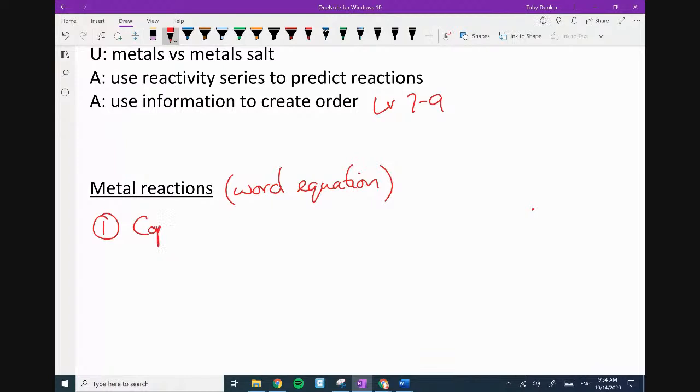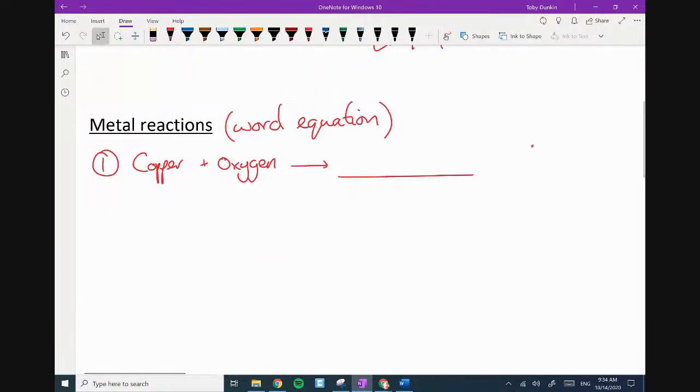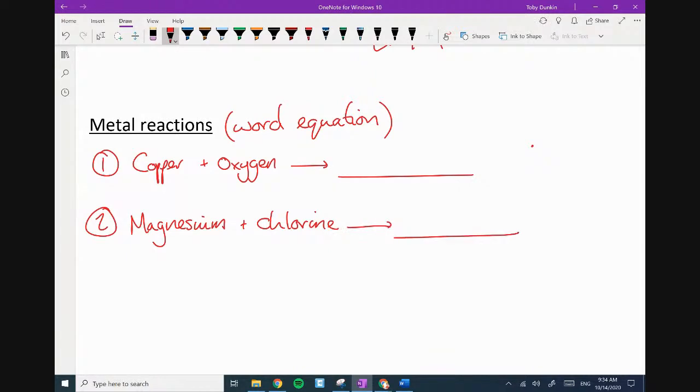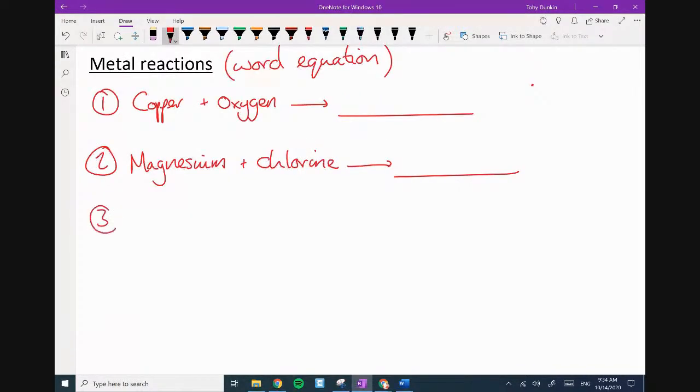So we're going to do the reaction between copper and oxygen. We're sticking with the word equation. You guys can now complete that, please. What's my product going to be? Let's do the next one. I now want to do number two. What I'd like you to do, please, guys, is post on the chat what you think the answer is going to be. That'd be great. Let's do magnesium plus chlorine. What's that going to make? Number three, let's do iron plus bromine. It's always a good one. Iron plus bromine.